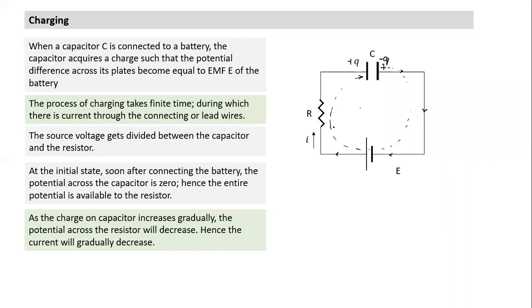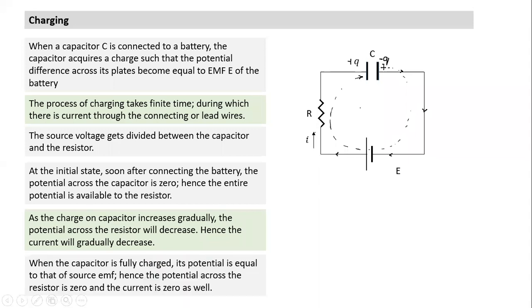And the current will be what? Current will be the rate of charge flow. Okay, so let's see how we formulate an equation. In this case, we notice it is not a steady state. It will keep changing with time. Since it is not a steady state, let's look at what that would mean.